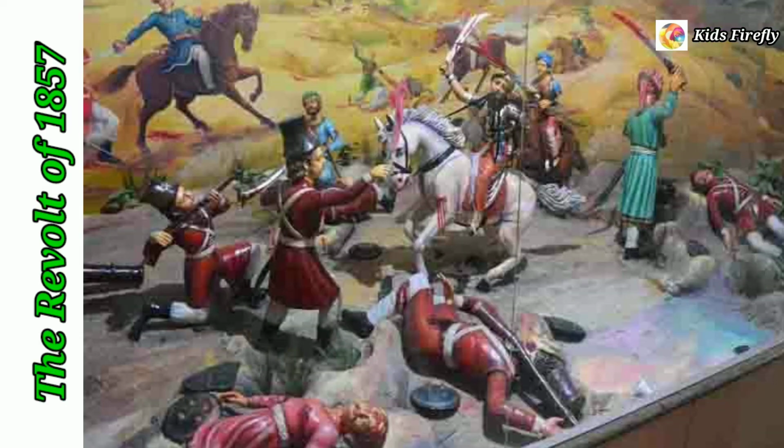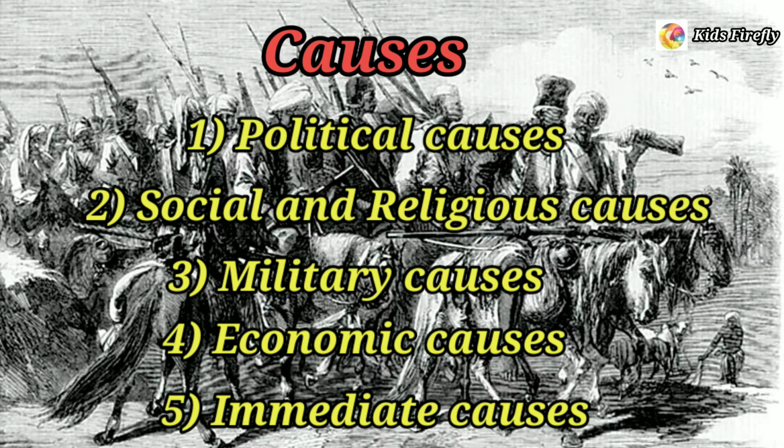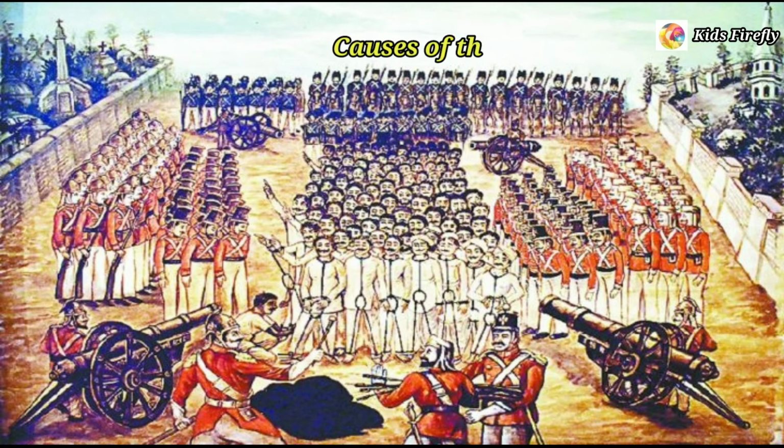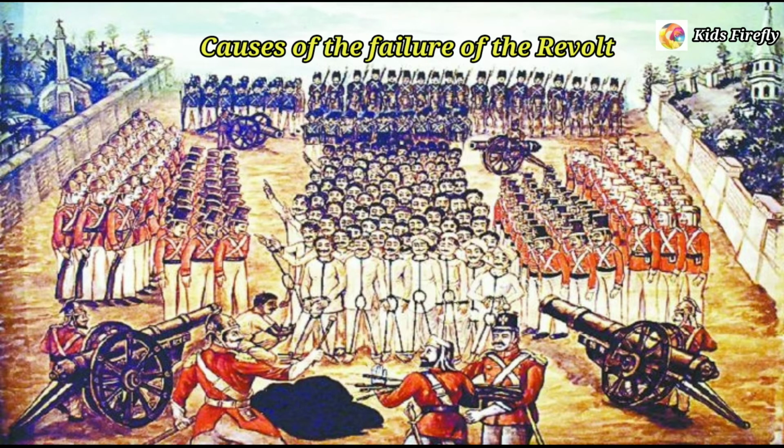We'll continue with our history lesson, the Revolt of 1857. In our previous videos, we talked about the causes and the regions where the revolt took place. Today, we'll begin with the causes of the failure of the revolt. Let's find out what were the reasons that the revolt could not remove the Britishers from our country in 1857.